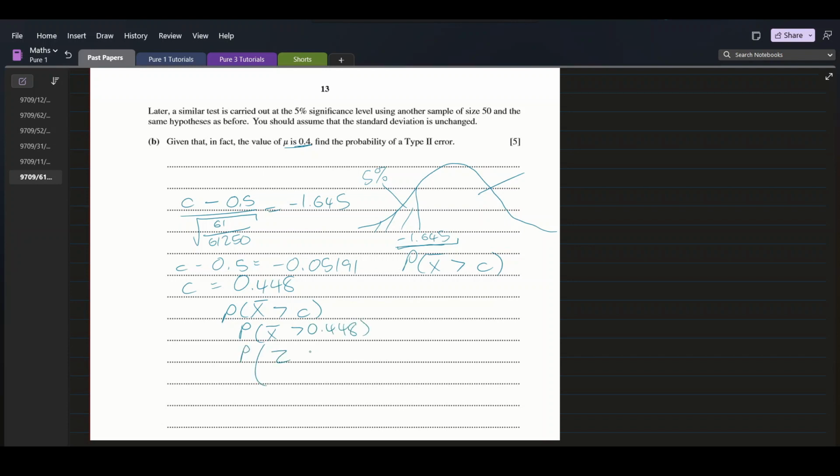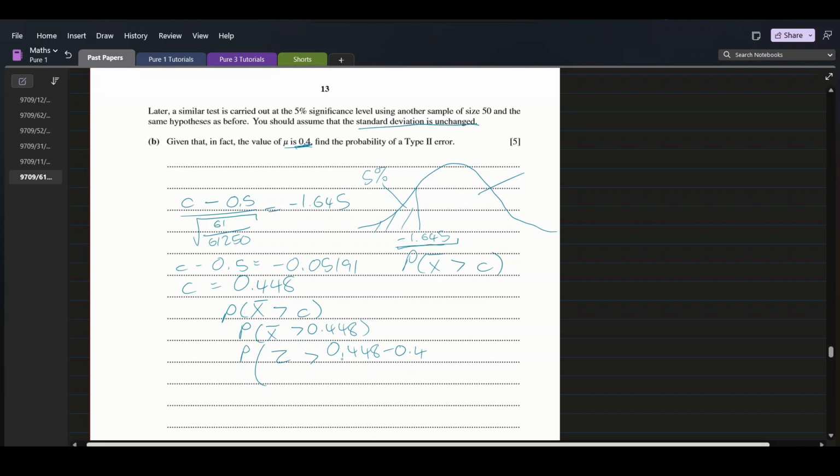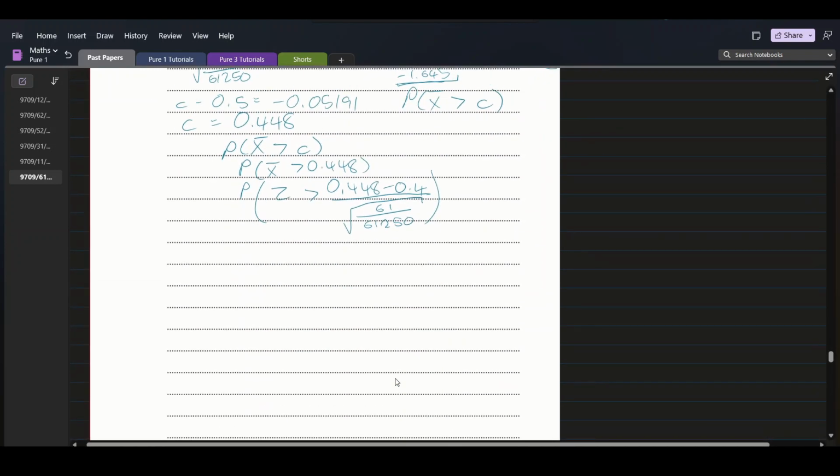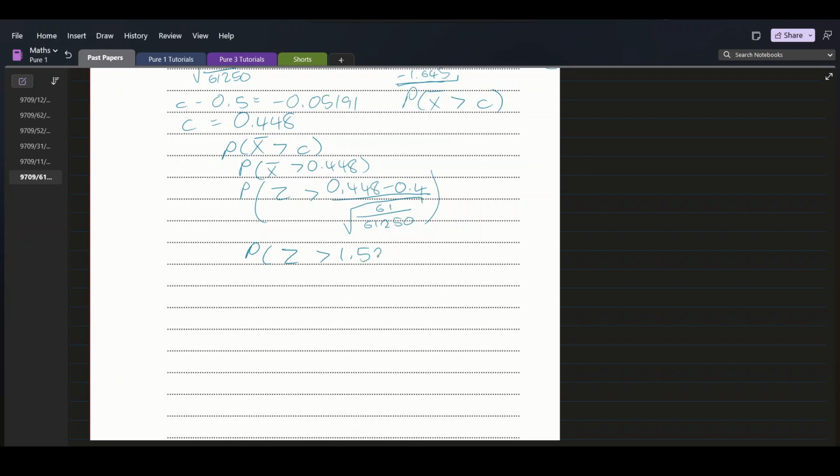So if we standardize, that z is greater than 0.448 minus 0.4, which is our corrected mean, and then we are told that the standard deviation is unchanged, so we use the standard deviation from earlier, which is the square root of 61 over 61,250. Let's punch this into the calculator. This is 0.448 minus 0.4 over the square root of 61 over 61,250, and that gives us 1.521 to 3 decimal places. So z is greater than 1.521.